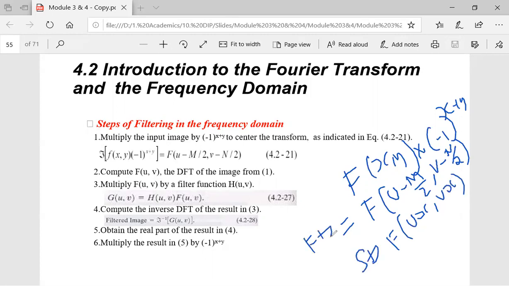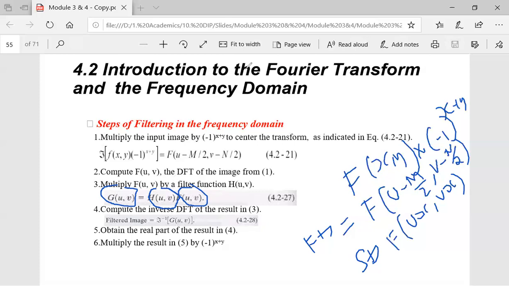This is spatial domain and this is frequency domain. Compute F(u,v), the discrete Fourier transform of the image, then multiply F(u,v) by a filter function H(u,v). G(u,v) is the transformed image: H(u,v) multiplied with F(u,v). This H(u,v) is the filter function, F(u,v) is the original, and this is the transform. Compute the inverse discrete Fourier transformation for this result. The filtered image you're going to get is capital G(u,v).